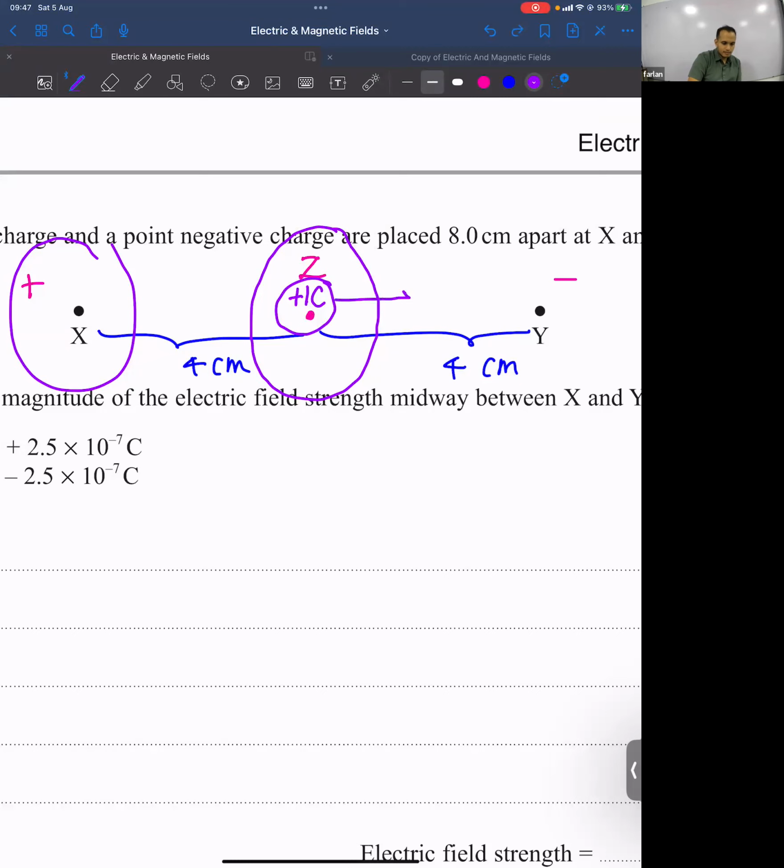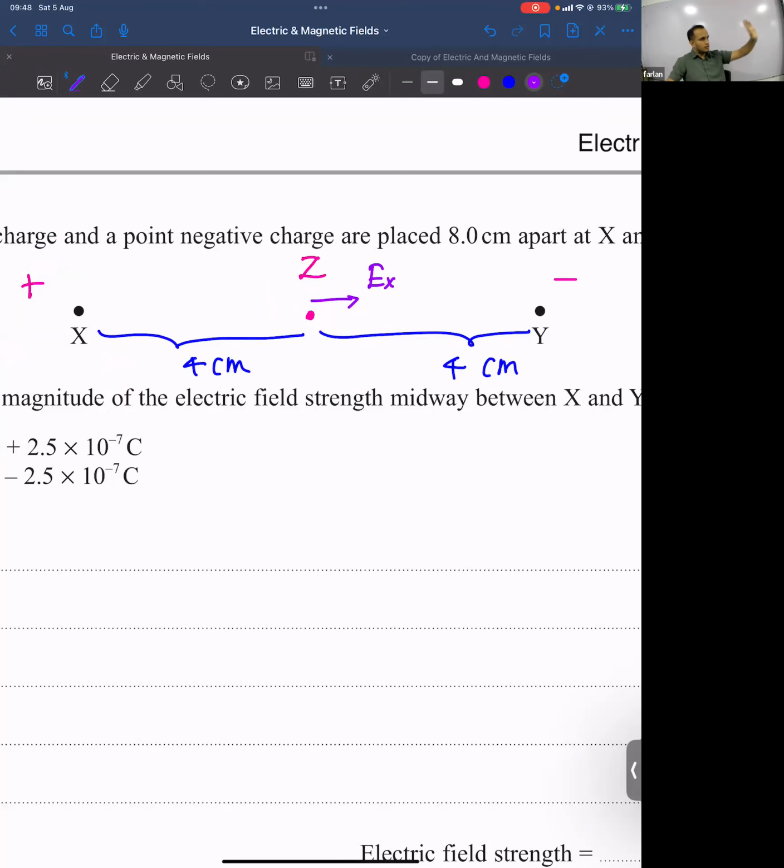To the right, because it's a positive charge. Since X is a positive charge, if you leave a +1 coulomb at Z, there should be a repulsive force. So that 1 coulomb will experience a force to the right. Which means the electric field strength at Z due to X is to the right, Ex. Correct?